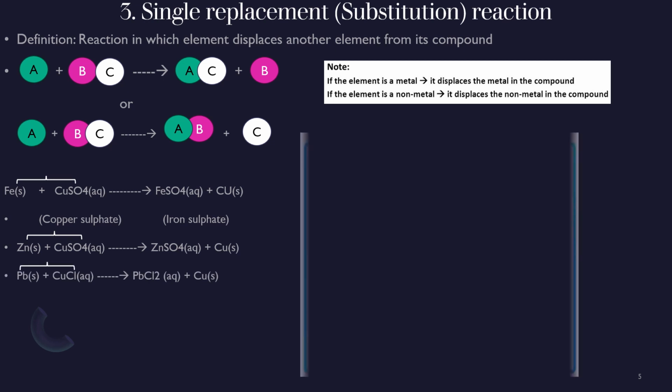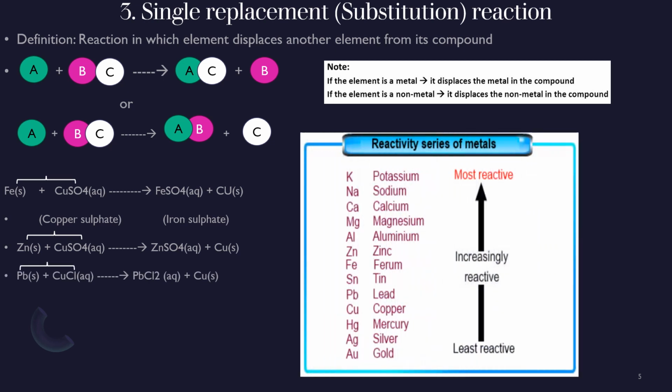Next example is zinc. When it is reacted with copper sulfate, it gives zinc sulfate and copper. Same, lead when it is reacted with copper chloride, it gives lead chloride plus copper. So it displaces the atoms or groups from the compound. That is called displacement reaction.